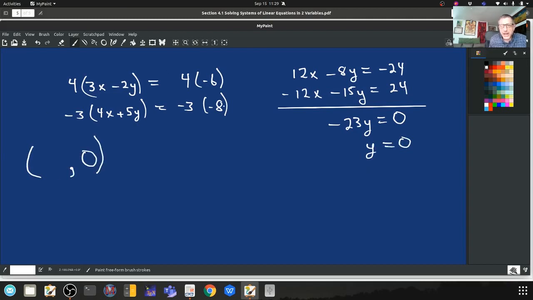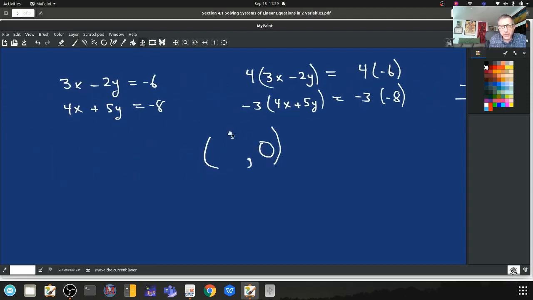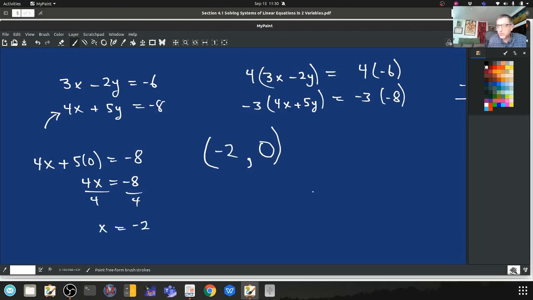So I can literally go back to any of my equations and use the value of y equal to 0. So this time we'll use the second equation. It doesn't matter. It works. You can choose any of those 4 equations. 4x plus 5 times 0 is equal to minus 8. So that gives me 4x is equal to minus 8. And I'm going to divide both sides by 4. And that's going to give me x is equal to minus 2. So my ordered pair solution is minus 2 and 0.